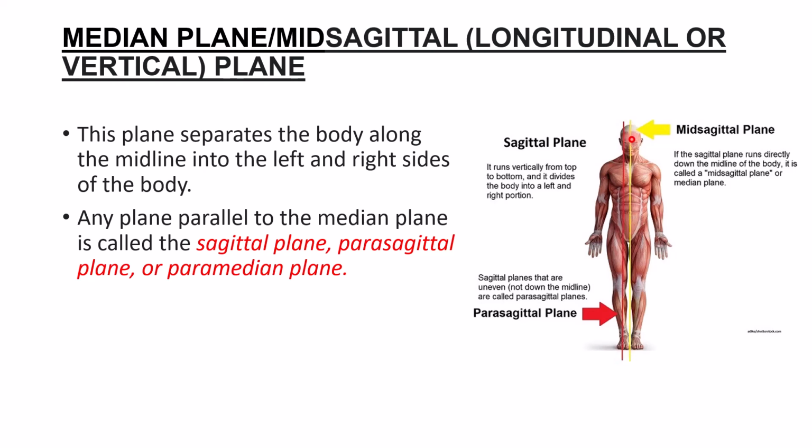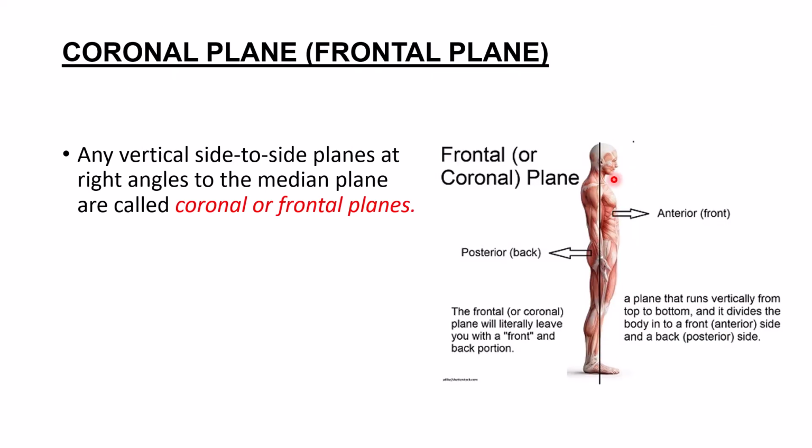This plane, which is longitudinal or vertical or in the midline, or you can say it is in the median plane, is named as mid-sagittal plane. This plane is dividing the whole body into the right side and the left side of the body. Any plane which is parallel to this mid-sagittal plane is named as sagittal plane or the parasagittal plane or the paramedian plane. Number two is the coronal plane.